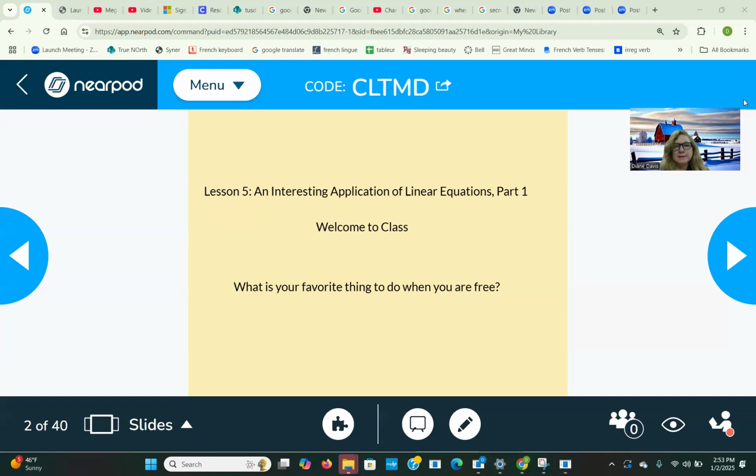So lesson 5, an interesting application of linear equations, part 1.